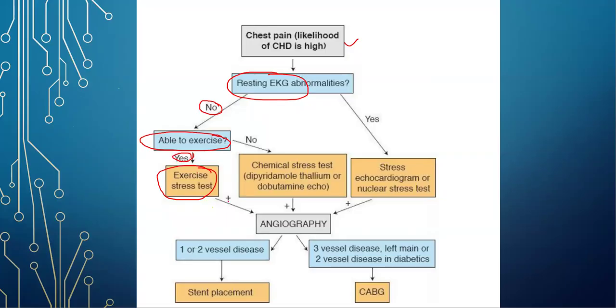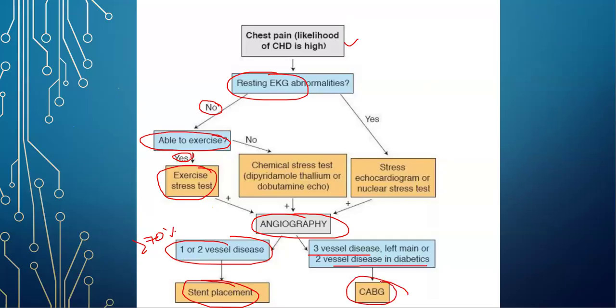If a stress test shows during exercise, or during running on the treadmill, the patient had chest pain, or there is ECG showing ST depression, T-wave inversion, that means it's a positive stress test. You send the patient for an angiogram. Angiogram can show either one or two vessels having stenosis more than 70%. Then we will go for a stent. Three vessel disease, or two vessel disease in a diabetic patient, requires CABG or bypass surgery.